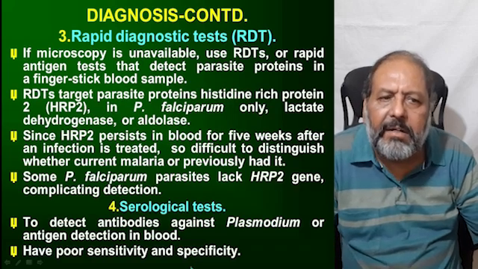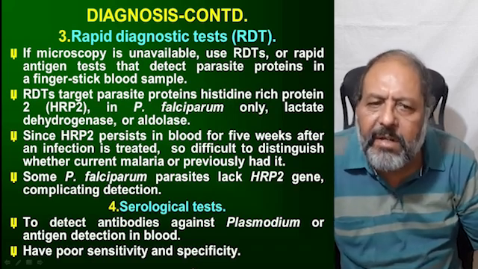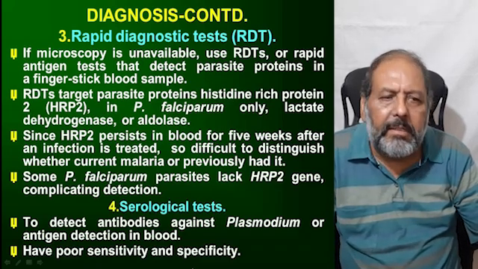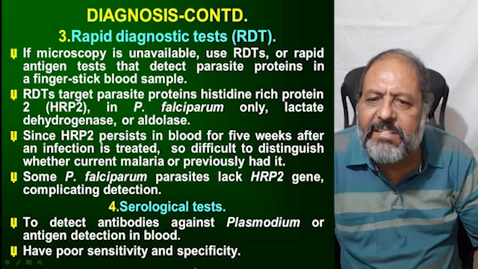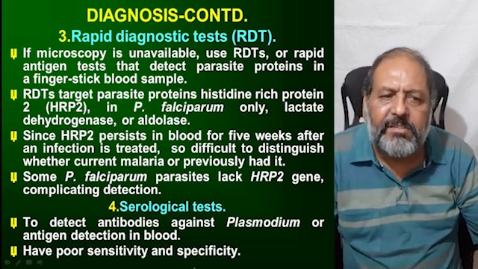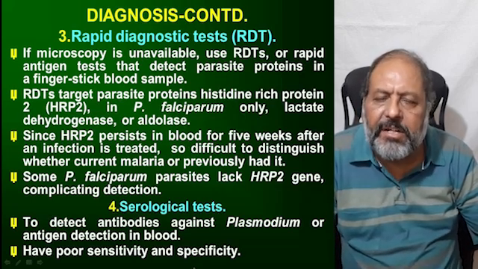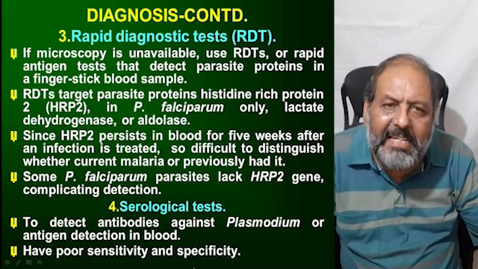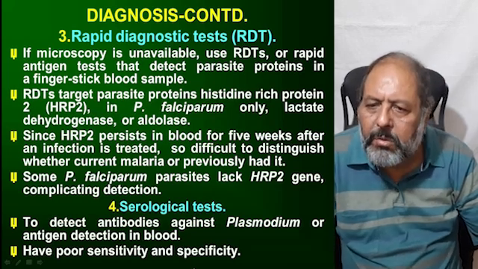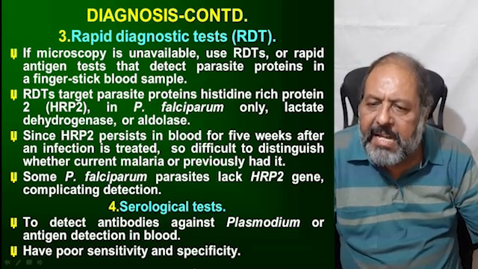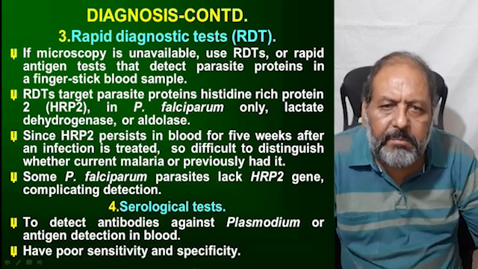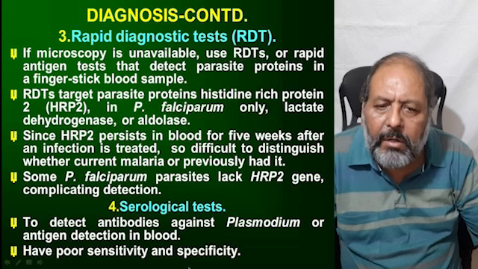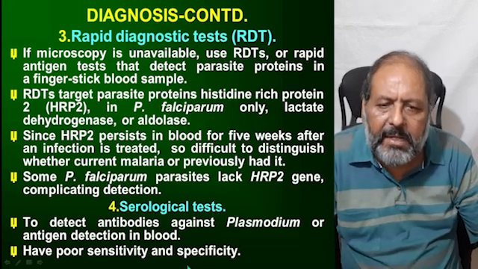These are called RDT. If microscopy is unavailable, use a rapid diagnostic test, also called a rapid antigen test, that detects parasite proteins in a finger stick blood sample. RDTs target the parasite protein histidine rich protein 2, abbreviated as HRP2, in Plasmodium falciparum only, and lactate dehydrogenase or aldolase in the other plasmodiums.